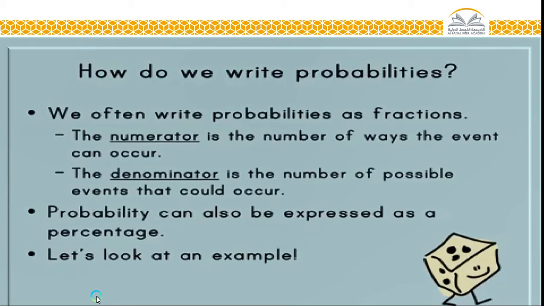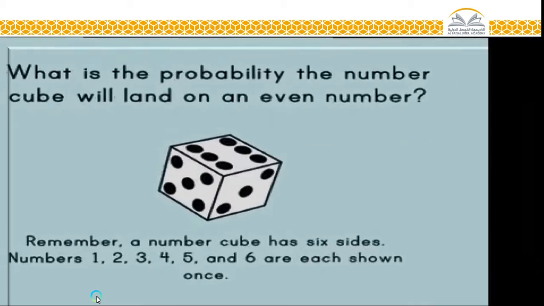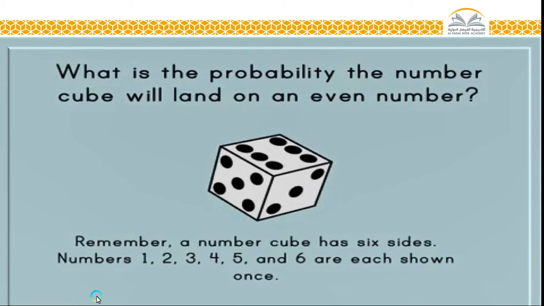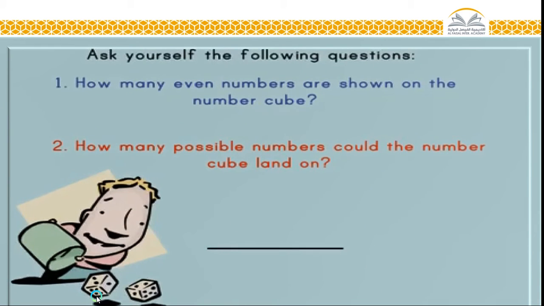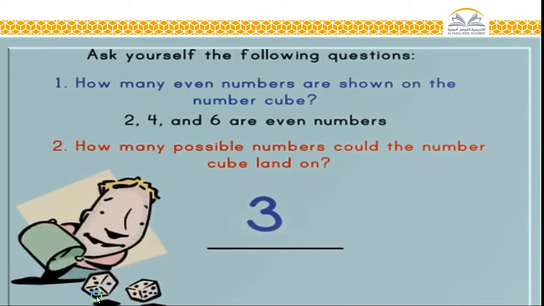Let's look at a few more examples and do some practice. What is the probability that this number cube will land on an even number? Remember, a number cube has 6 sides, and numbers 1 through 6 are each shown once. Let's begin by asking a few questions. First, how many even numbers are shown on the number cube? Well, 2, 4, and 6 are even numbers. So, 3 even numbers are shown on the number cube. Second, how many possible numbers could the number cube land on? Well, there are 6 sides on the cube, so there are 6 possible numbers the number cube could land on.